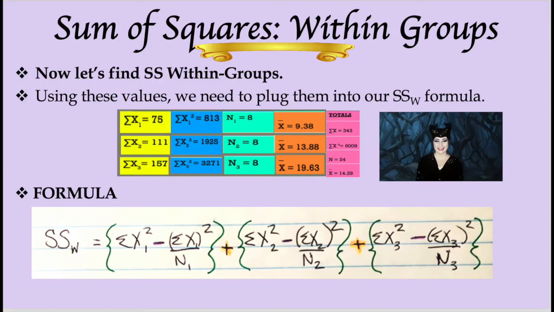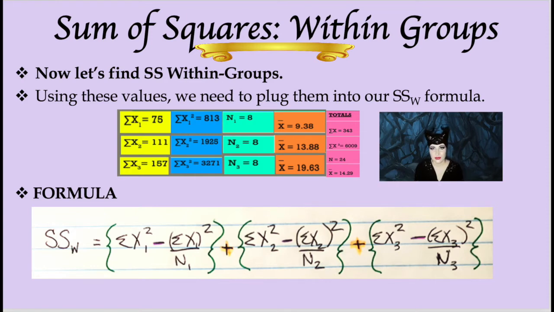Nice work. The next thing we're going to do is calculate the sum of squares for within group variance. So once again, using these numbers that we've calculated, we have to plug them into our formula. And here is what that formula looks like. We're going to take the sum of x squared of the low hypnotic susceptibility group, which is 813, and subtract it from the sum of x for that same group, which is 75, 75 squared over 8, which may seem familiar because we just did it in the sum of squares between group variance. You're going to do this for the medium hypnotic susceptibility group as well.